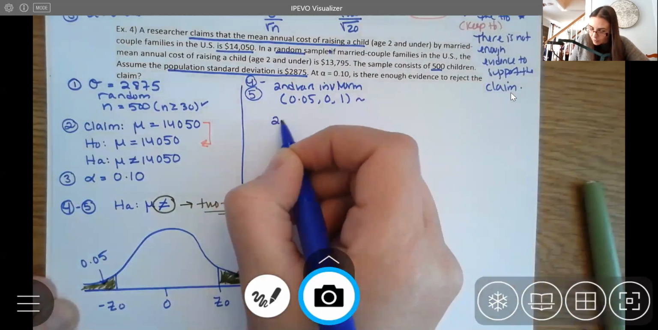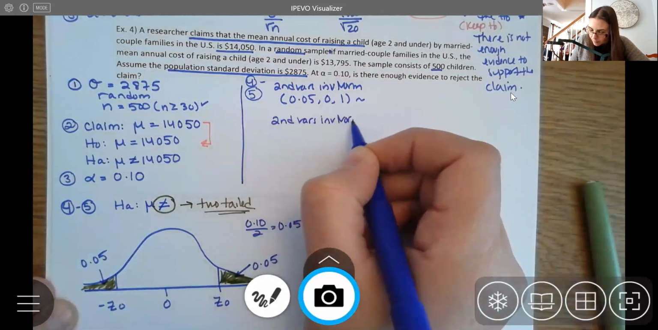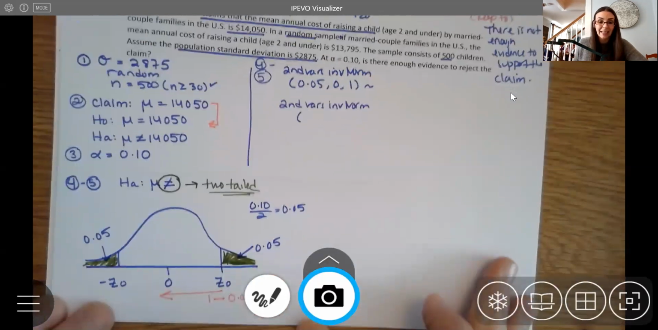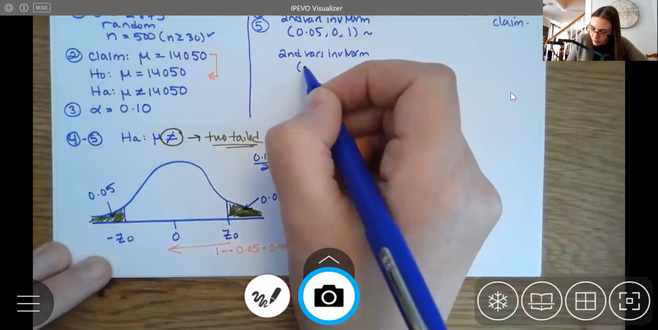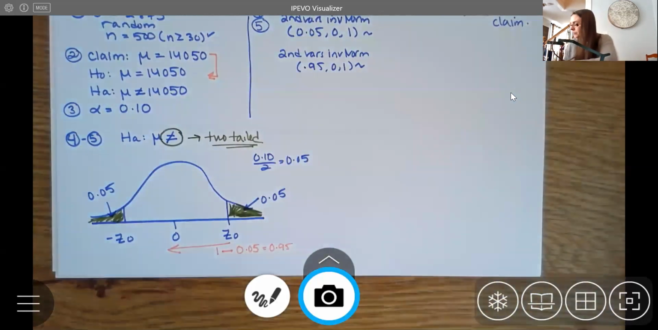In our second one, you just want to be careful because, again, you want the area to the left here. So for this one here, I want the area to the left. Well, I take 1 minus whatever is on the right. So that's 0.05. So my area to the left is actually 0.95 here. So I'm going to put 0.95 in my calculator.